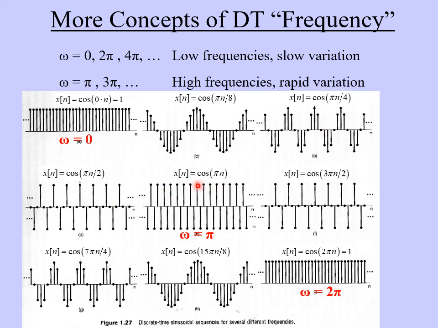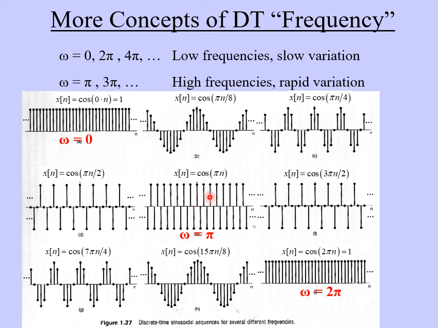And then finally, look at this one. Here's cosine of pi n. So the frequency here, omega, if you do it by inspection, is pi. But look what's happening. This thing is oscillating up and down as fast as it possibly can. It's going from max value to min value back to max. You can't go any faster than that, right? That's the fastest it can possibly oscillate.